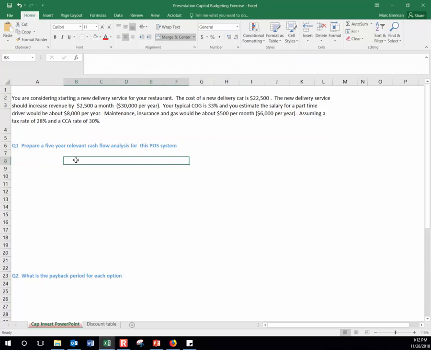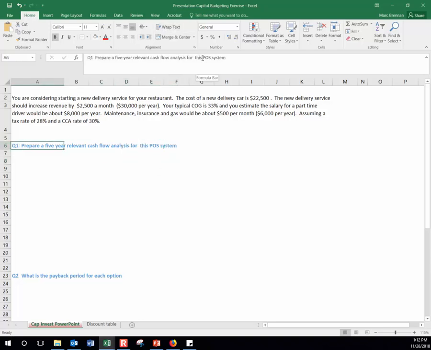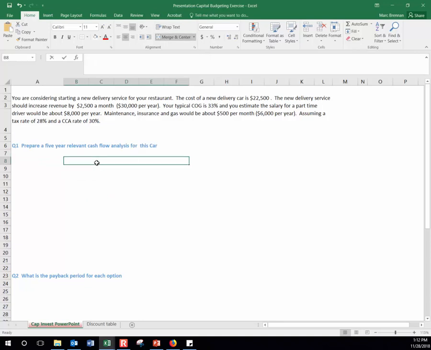So we have to prepare a 5-year relevant cash flow analysis for this POS system. Okay, and it shouldn't be POS system, it should be for this car. So we are purchasing a food delivery vehicle, and that's what we're putting together a net cash flow analysis for. So we'd probably put year 1, year 2, year 3, year 4, and we're going to do this for 5 years.